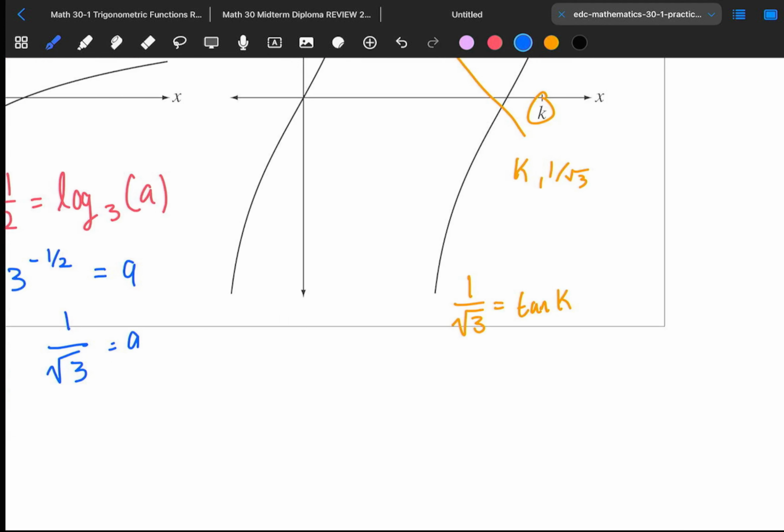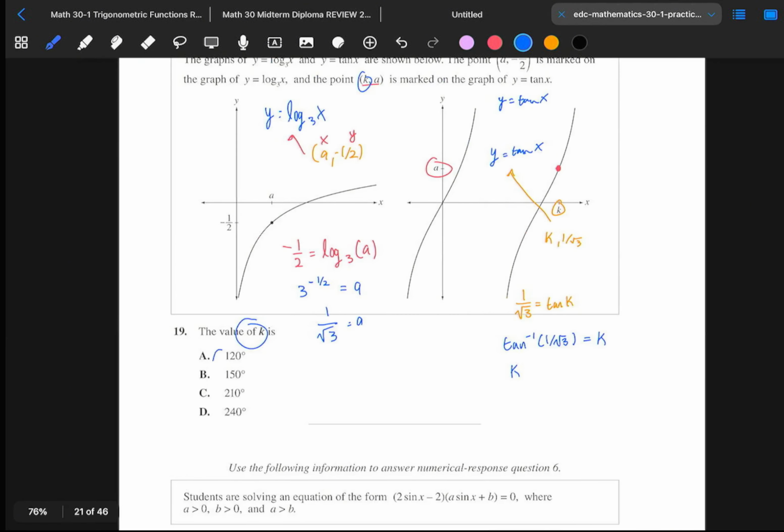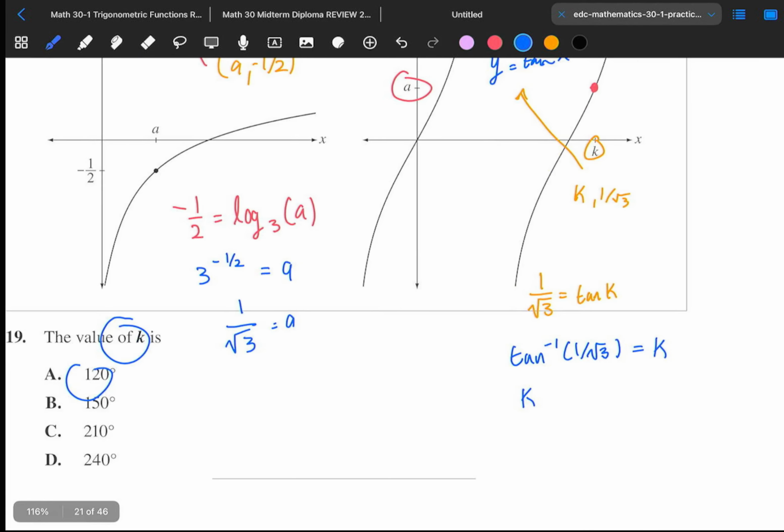And now all you have to do to find k is take tan inverse of 1 over root 3, which will be equal to k. Make sure you're doing this in degree mode, since our answer is asking for degrees. So I'll switch my calculator to degree mode, and take the tan inverse of 1 over square root of 3. That'll give us 30 degrees here.